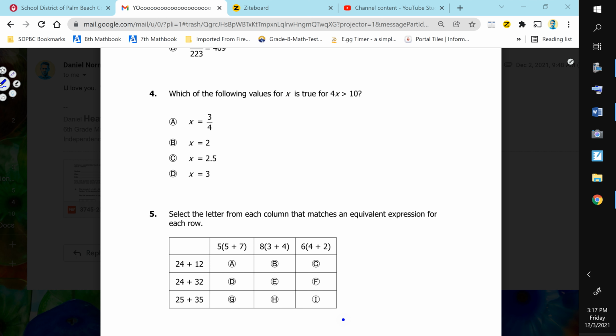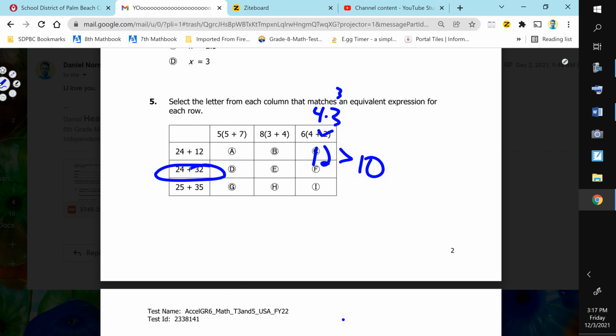Which of the following values for x is true? Well, it's this one. If you put a 3 here and you do 4 times 3, you're going to get 12. 12 is the only number that's going to be greater than 10 when you substitute. So that is the answer.